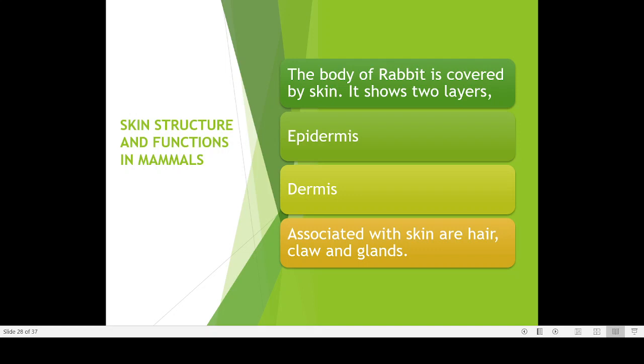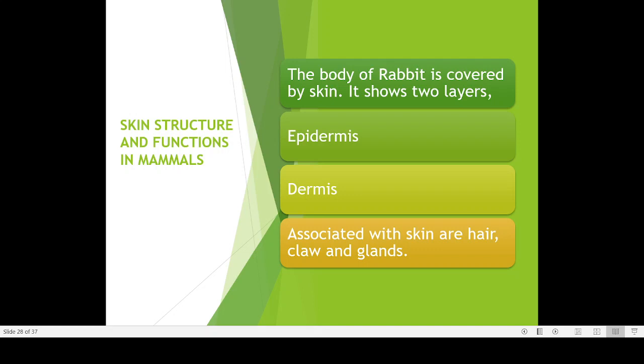I think you may already know about the structure of the skin, because you have been studying it from your high school classes onwards. So you may be aware of a brief idea regarding it. The body of the rabbit is covered by skin, and skin has two layers. One is an outer layer known by the name epidermis, and the second is an inner layer, the dermis. Epi means outer, so epidermis means the layer outside the dermis.